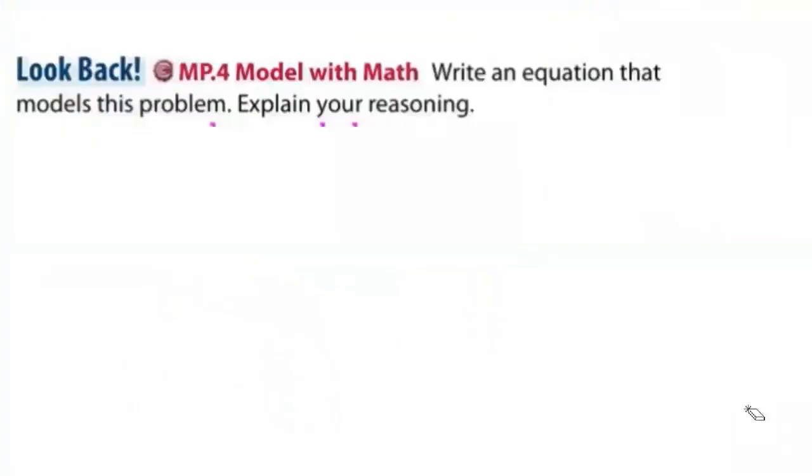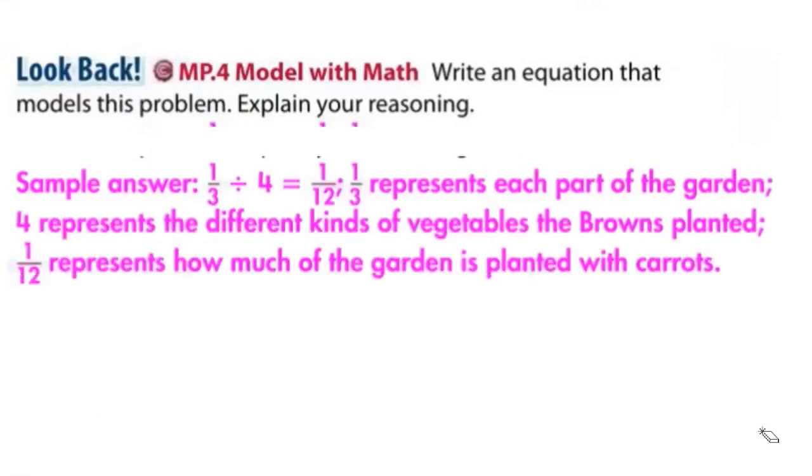Okay, and look back. Write an equation that models the problem, explain your reasoning. We said a third divided by 4. It's like we're asking how many 4s are there in a third, and we get 1 over 12. The third represents each part of the garden. 4 represents the different kinds of vegetables. The 1 over 12 represents how much of the garden is planted with carrots. Copy the answer and move to another part in our session today.